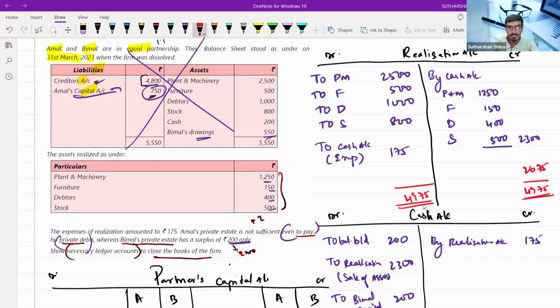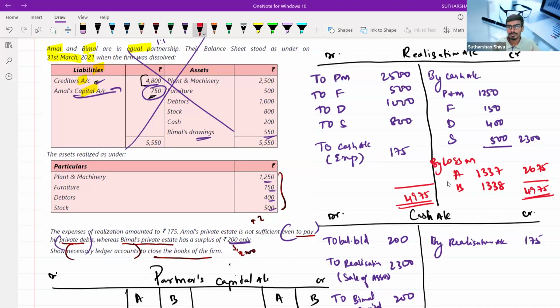2,675 should be distributed among the partners. Loss on realization should be distributed to A and B, that is Amal and Bimal, in the ratio 1:1. So divided by 2, it is 1,337 and 1,338, or alternatively you can put 1,337.5. For the purpose of rounding off, here I can put 38, and here I can put 37.